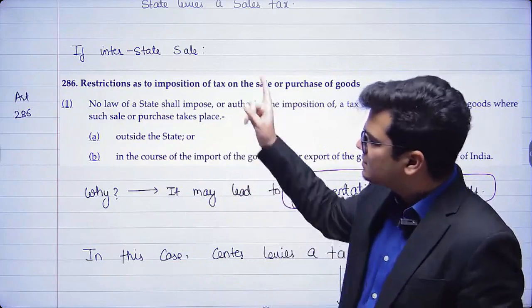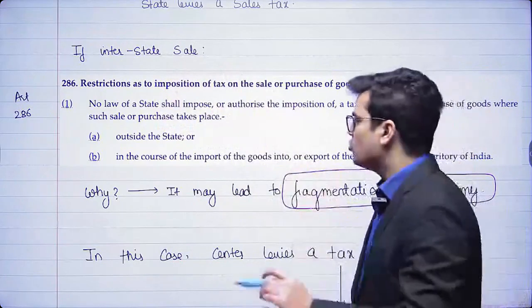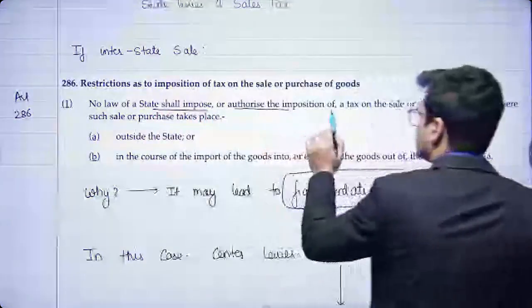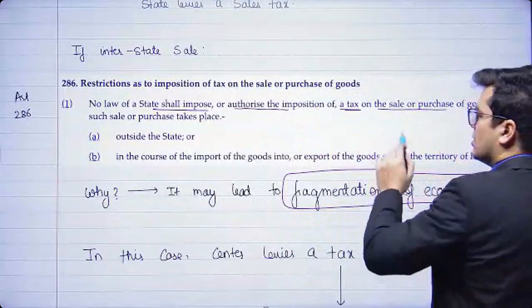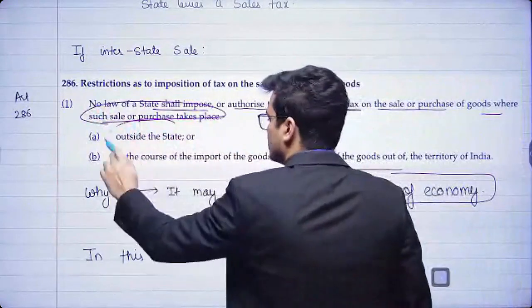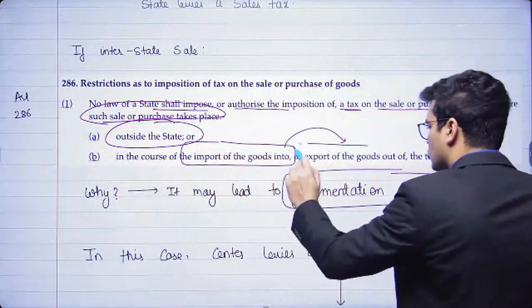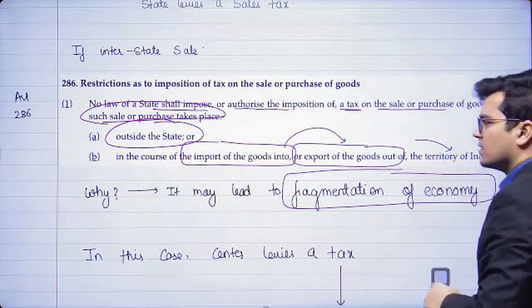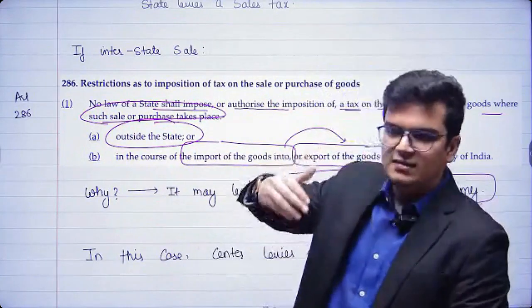So against this, there is a provision in the constitution. What is the provision? No law of state shall impose or authorize the imposition of a tax on the sale or purchase of goods where such sale or purchase takes place outside the state or in the course of imports of good or exports of good out of the territory of India. So firstly, you cannot levy a tax outside the state.